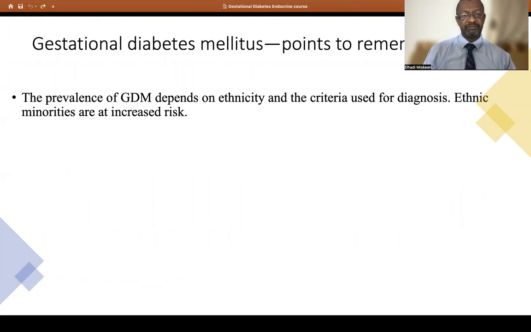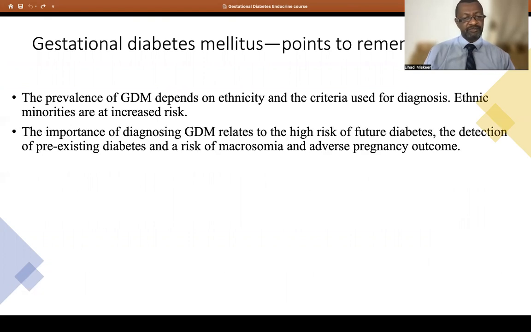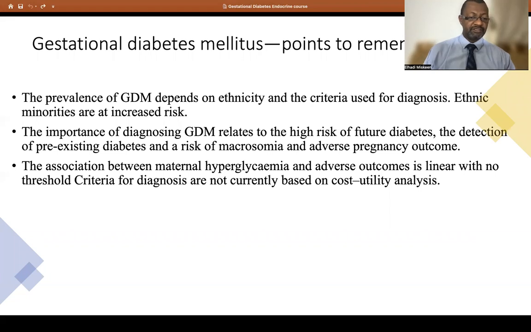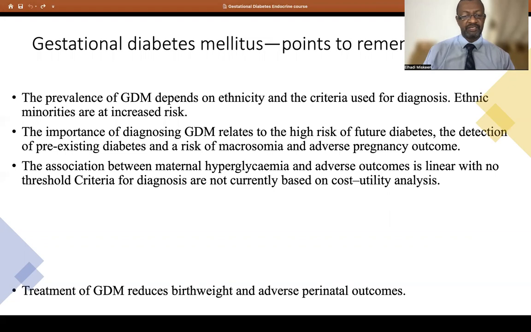There are some points you have to remember when dealing with a patient with gestational diabetes. The prevalence of GDM depends on ethnicity and the criteria used for diagnosis. Ethnic minorities are at increased risk. The importance of diagnosing GDM is related to the high risk of future diabetes, the detection of pre-existing diabetes, and the risk of macrosomia and adverse pregnancy outcomes. The association between maternal hyperglycemia and adverse outcomes is linear, with no threshold, and criteria for diagnosis are not currently based on this analysis.